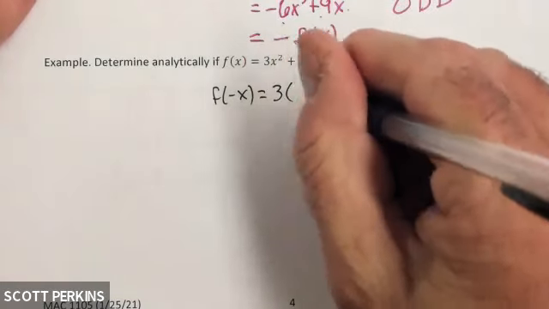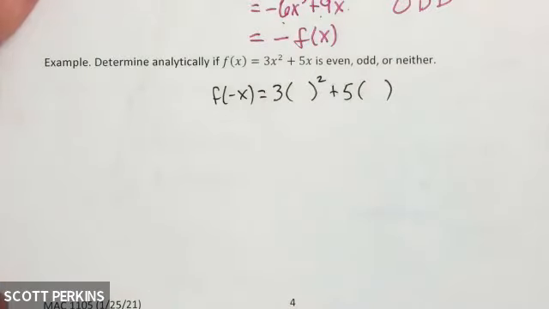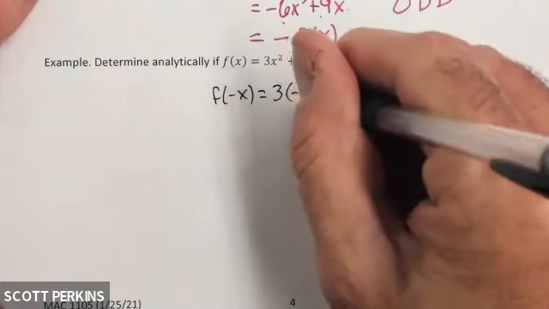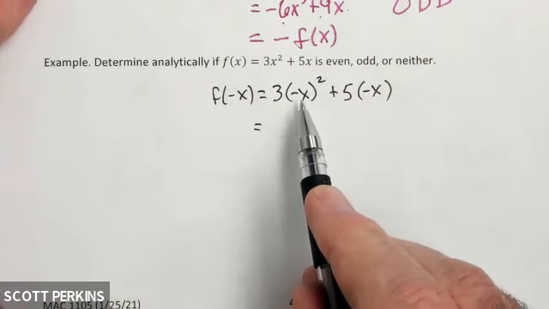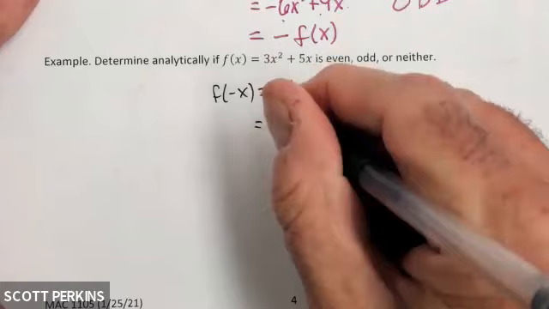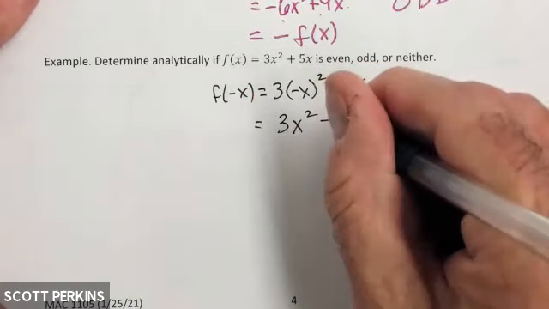So I have 3 times whatever I'm plugging in squared, plus 5 times whatever I'm plugging in. So I'm going to put a negative x into both those spots. Well, we saw from a previous problem that when I square a negative, I get a positive. So that's just 3x squared. And then 5 times negative x is negative 5x.